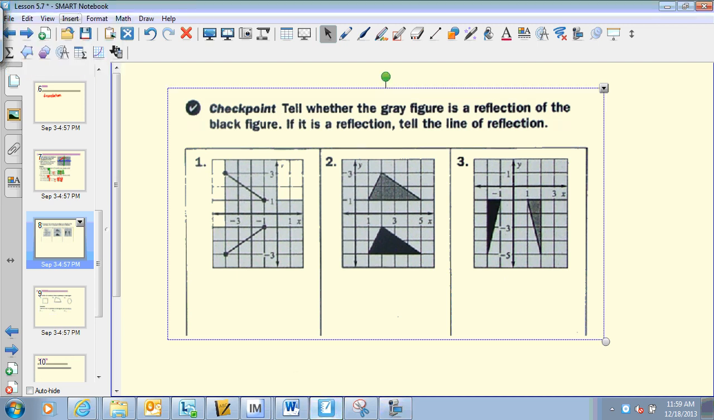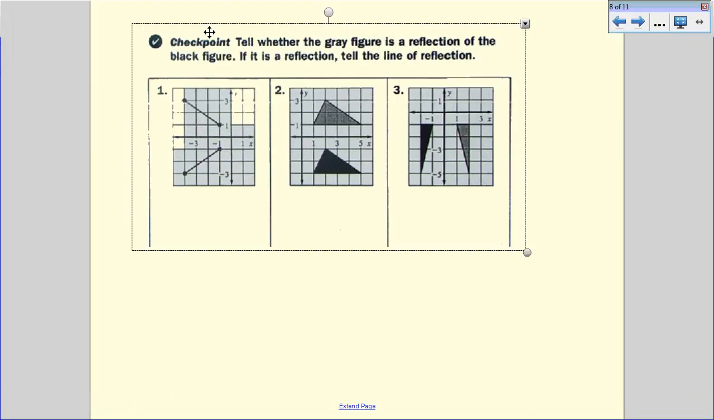Okay, guys, sorry about that. We're going to have our checkpoints here. You're going to tell me whether it is a reflection or not, and then tell the line of symmetry. So I'm going to do the first one with you.